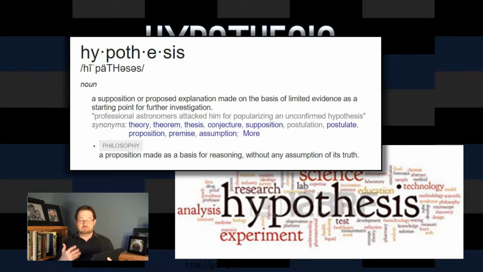I like this first definition here: a supposition or proposed explanation made on the basis of limited evidence that can be a starting point for further investigation. That's a really good definition. Although from philosophy they have a second definition: a proposition that is made as a basis for reasoning without any assumption that it's the truth. I like that too. Both of those are going to be part of our idea.